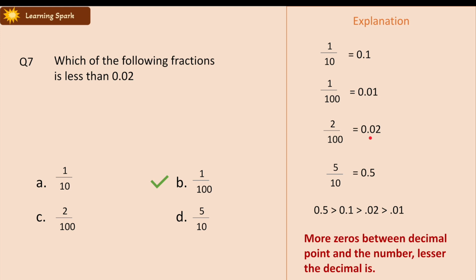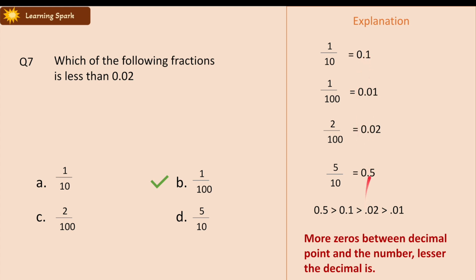And 0.02 will be greater than 0.01 because this is 2 and this is 1. Okay, so this will be greater than this, right? And 0.5 will be greater than 0.1 because this is 5 and this is 1, and both have no zeros in between.